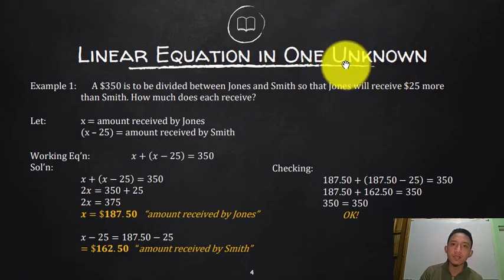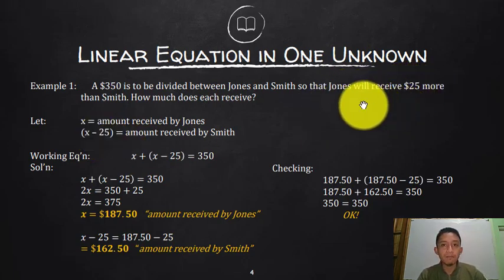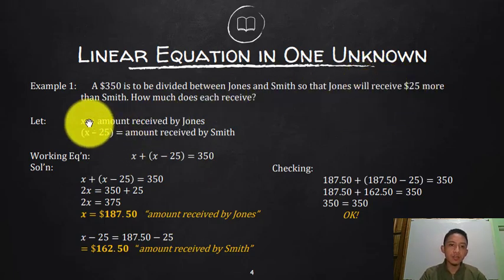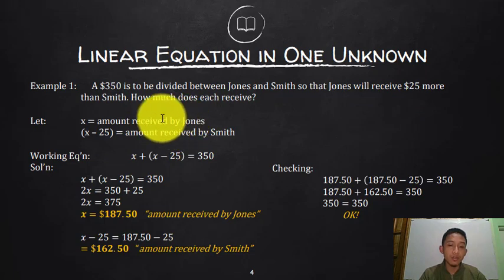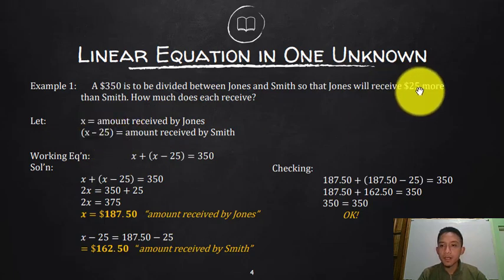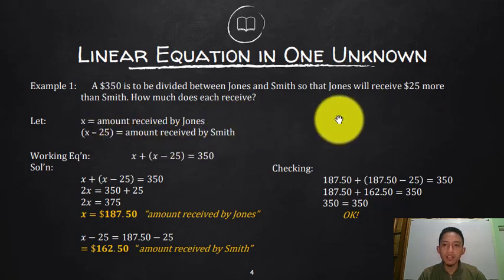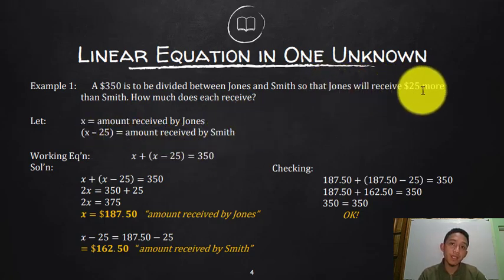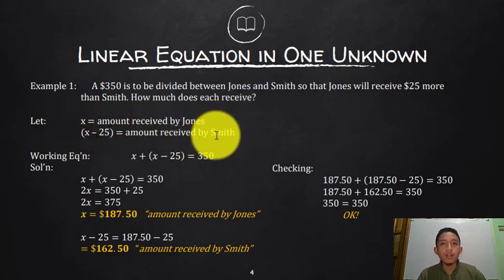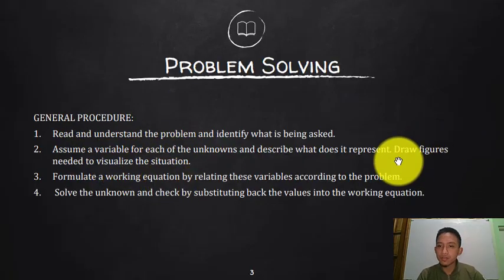So you need to make use of the same variable, but do not say that that is also x because it says there that they are not equal. It says there that Jones is 25 more than Smith. So if x is the value received by Jones, what is the value received by Smith? If x is for Jones, then x minus 25 is for Smith, because it says Jones is higher by 25. Okay, we are done with your procedure number 2. But again, you do not need to draw the figure.